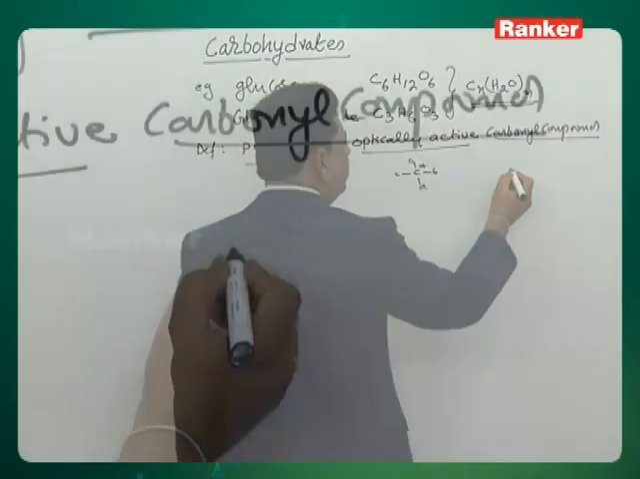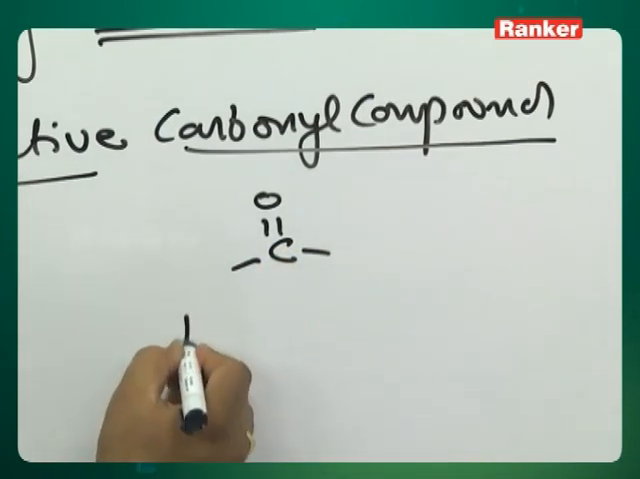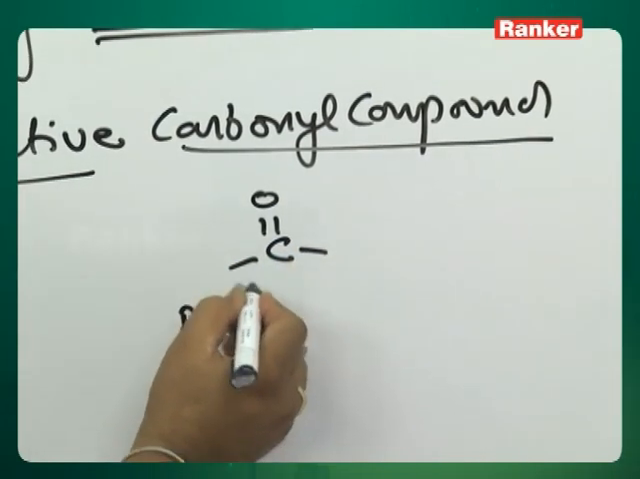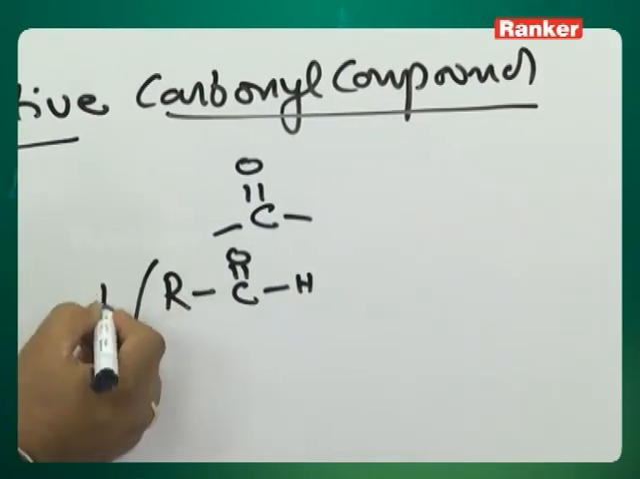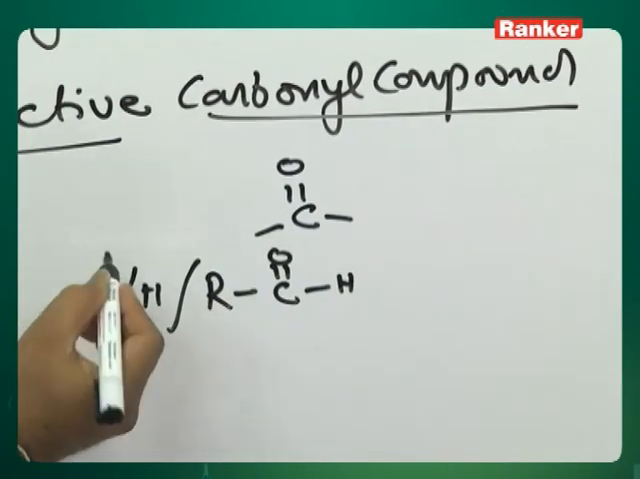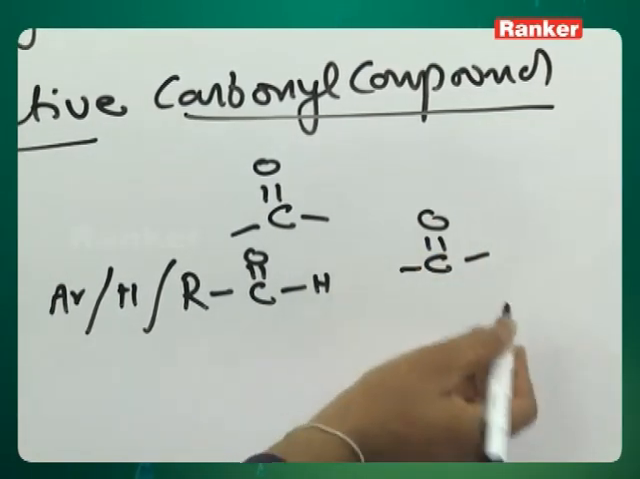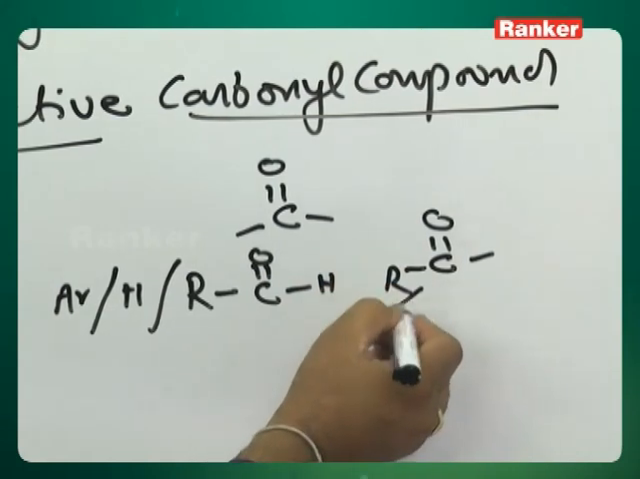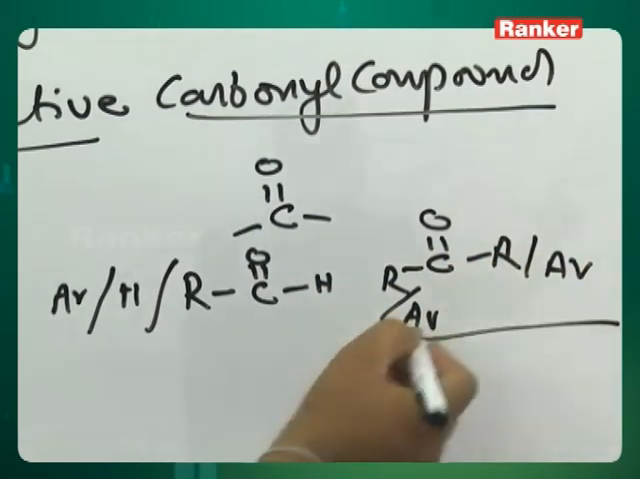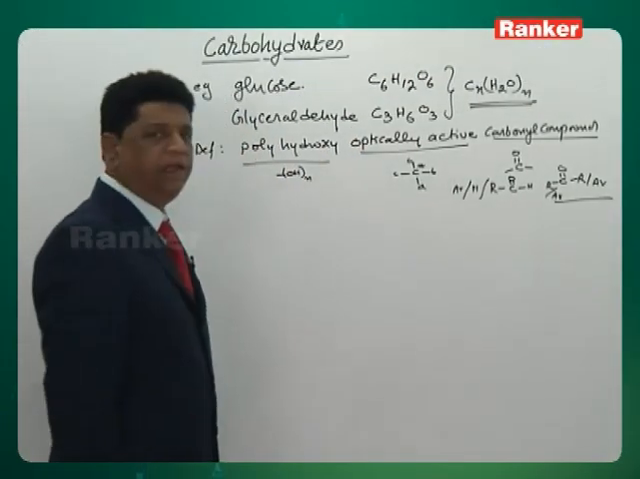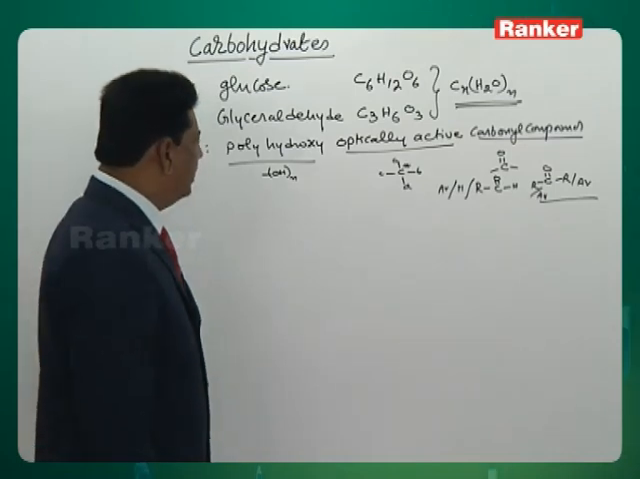A carbonyl compound means it can be an aldehyde function or a ketone. Aldehydes means on one side you have a hydrogen, and on the other side an alkyl or hydrogen or any aromatic group. Or it can be a ketone. A ketone will not have a hydrogen, it has either alkyl or aromatic on both sides. These are the ketones. Obviously here there is no aromatic system, so all are aliphatic carbonyl compounds.